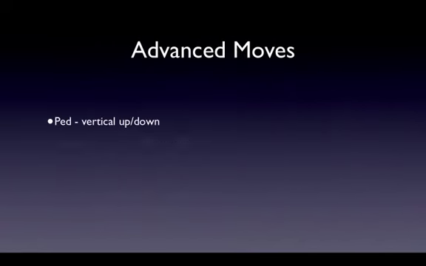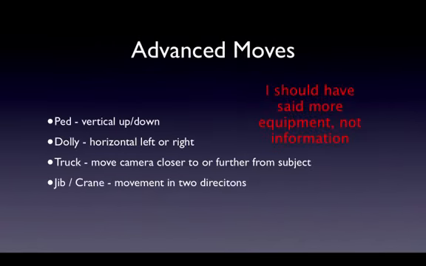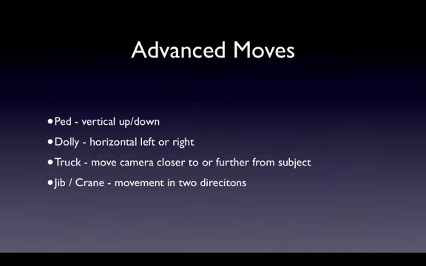There are more advanced moves you can do, but they require more equipment than your basic tripod. You can do what's called a PED, which is vertical lifting or lowering of the camera. You can do what's called a dolly, which is a straight left or right movement of the camera. It's different than panning the camera, which is swinging the field of view. You can do what's called a truck, which is a push in or pull from the subject. Again, this is different than zooming because when you move the camera closer, it changes the relationship between the subject and the background. That doesn't change on a zoom.